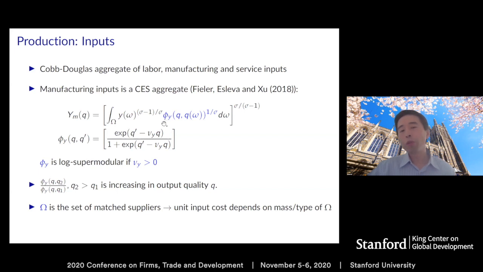So in this model, there is this phi function, which governs how a producer with own quality Q values the quality of its suppliers. This phi is supermodular, meaning that if I'm looking at the same two suppliers, where Q2 is larger than Q1, the difference of their marginal valuation will be increasing in my own quality.